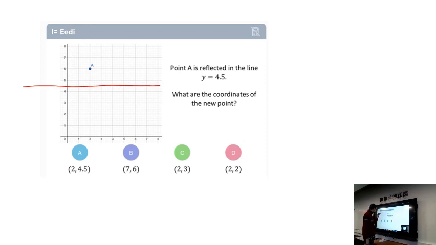Okay, and then when we reflect it, it's going to go down to the mirror line. When it hits the mirror line, it's going to hit at an angle of 45 degrees. Then it's going to continue the same distance, which is going to be 1.5. So the point will be here. What is this point? The x value is 2 and the y value is 3. So our answer is C.